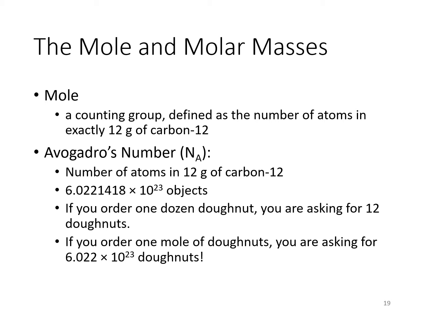So again, you order a dozen donuts, you're asking for 12 donuts. If you were to order 1 mole of donuts, you're asking for 6.022 times 10 to the 23rd donuts, right? Whatever it is you're referring to. So a mole of something is that number of that something, okay?